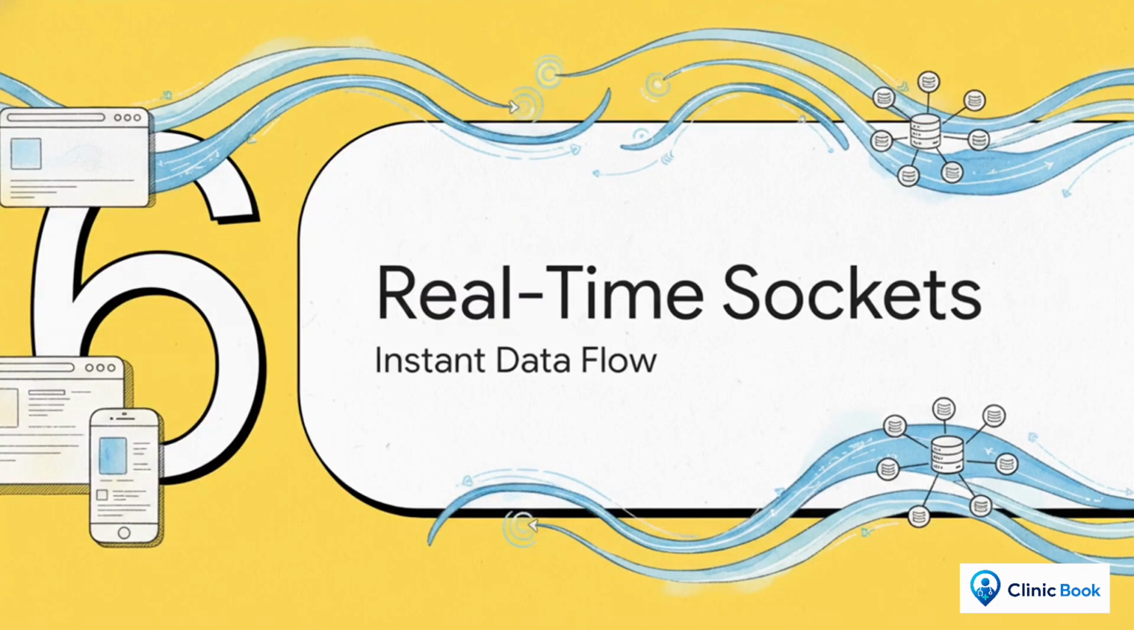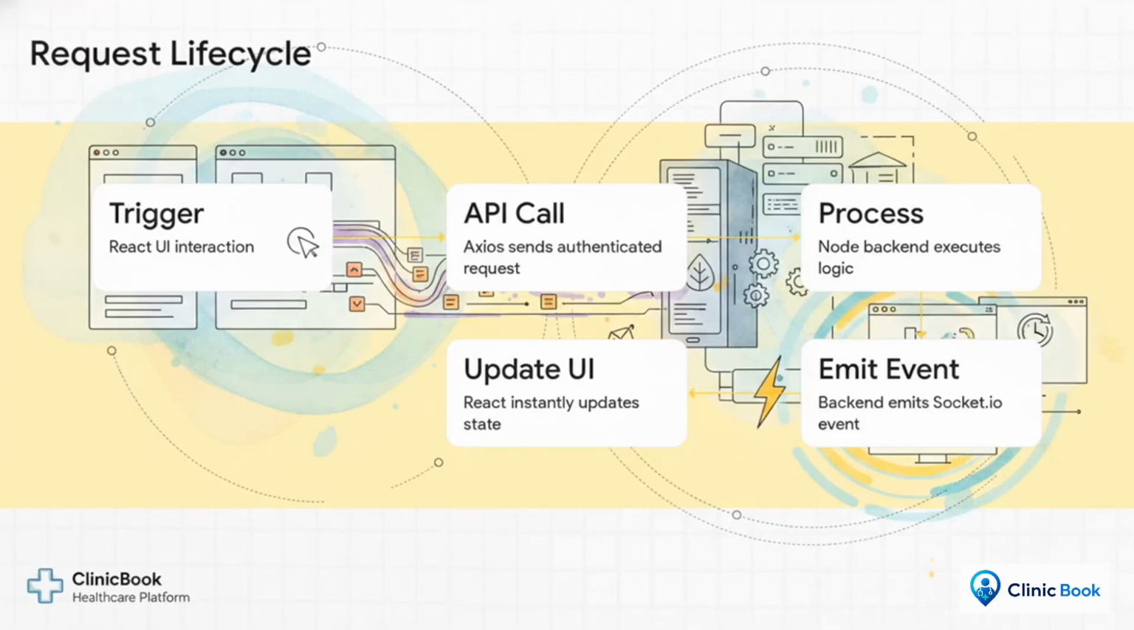Almost there. Section 6, Real-Time Sockets and Flow. Let's tie the front-end and back-end together by mapping out our real-time data flow. Let's trace a typical request lifecycle to see how data flows between services. A patient clicks Book in React. Axios instantly sends an authenticated API call to Express. Our Node controller processes it, and Mongoose saves the data.